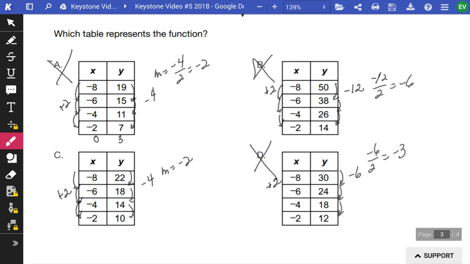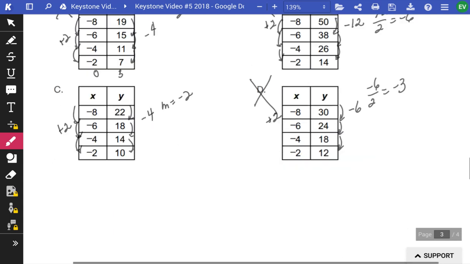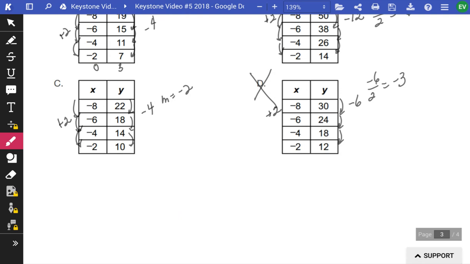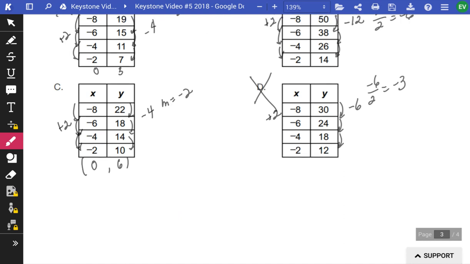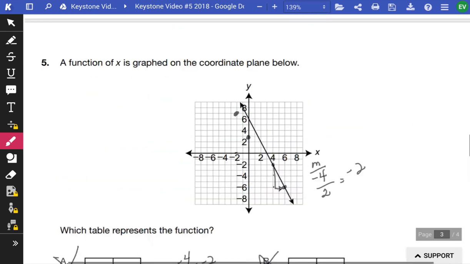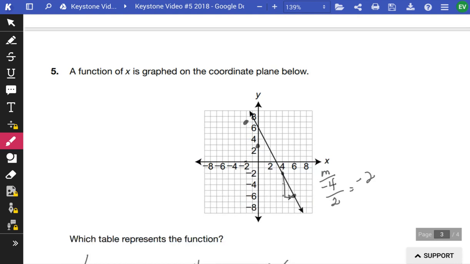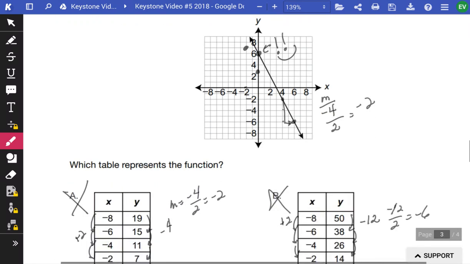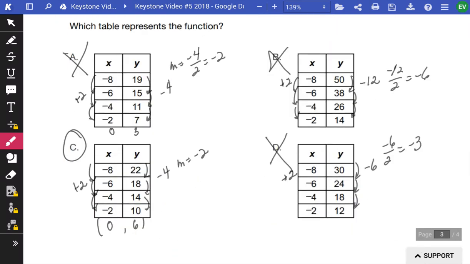Let's just verify that C is correct by doing the same thing. So if I add 2, I get 0. If I subtract 4 from 10, I get 6, and that's how I got my point 0, 6. And that one should be on my line. So 0, 1, 2, 3, 4, 5, 6 is on my line. Yes, yay! So C is the correct answer for that one.